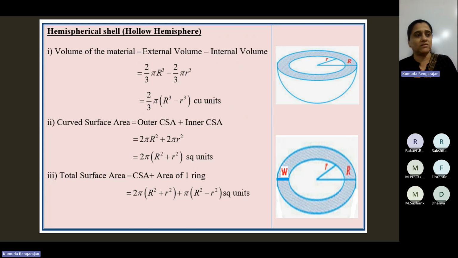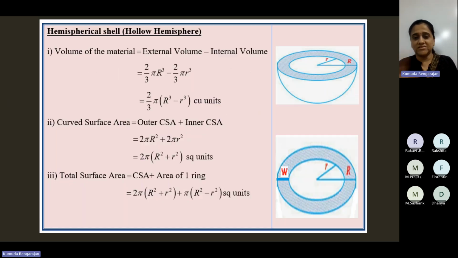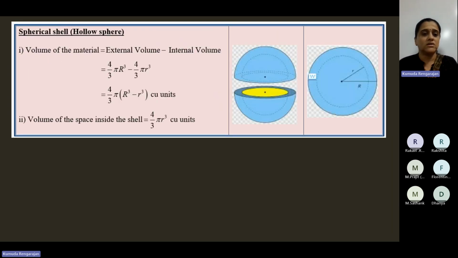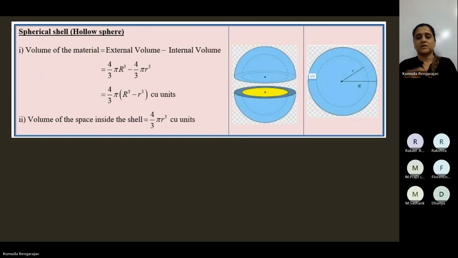So extend this to now this one, where the wall is thin. If it's a bowl here, the wall is thin. The same bowl here, the wall is thick. So for this example, I can give you half a coconut. If a coconut is a perfect sphere, then it's called a spherical shell.